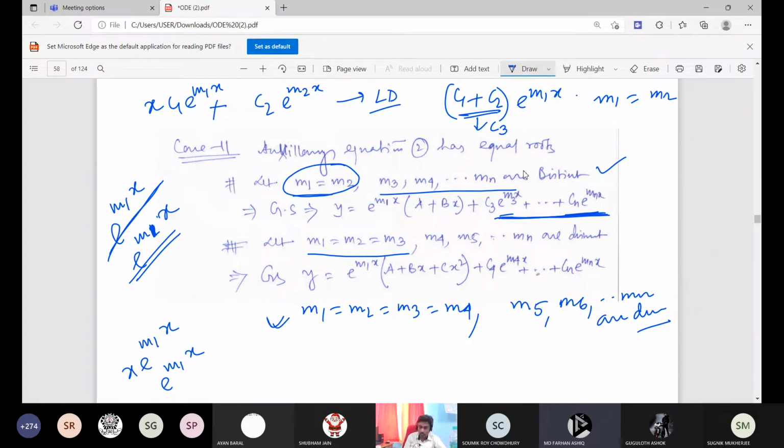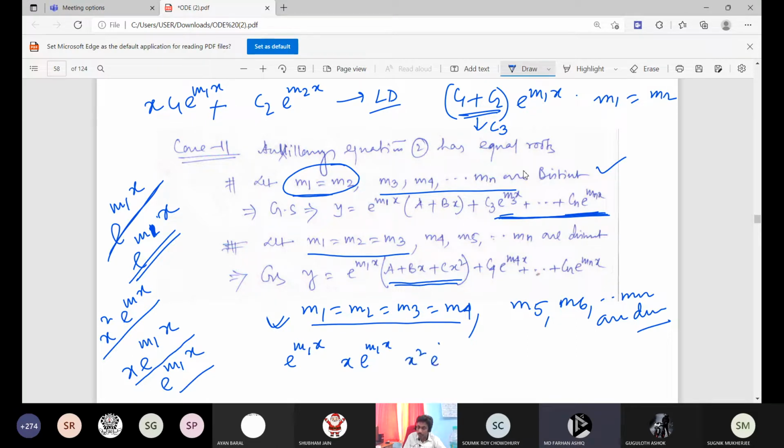Likewise, if you have three roots equal, let's say m1, m2 and m3 are equal, one will be e to the power m1x, another will be x e to the power m1x, third will be x square e to the power m1x. And then take the combination of all three. You can further extend this idea. Let's say you have four roots equal. Then one solution will be e to the power m1x, another will be x e to the power m1x, third will be x square e to the power m1x and x cube e to the power m1x. So these are individual solutions.